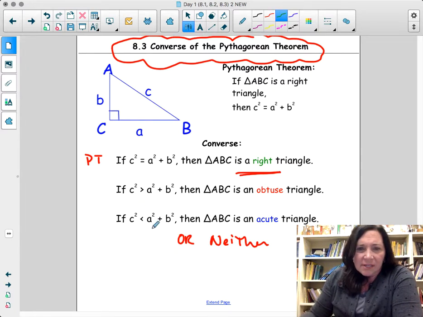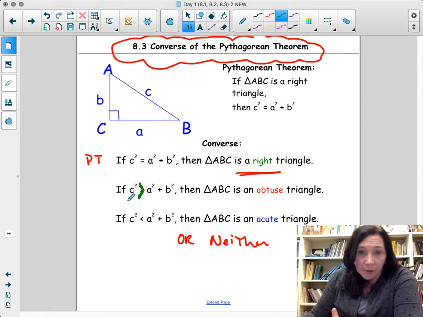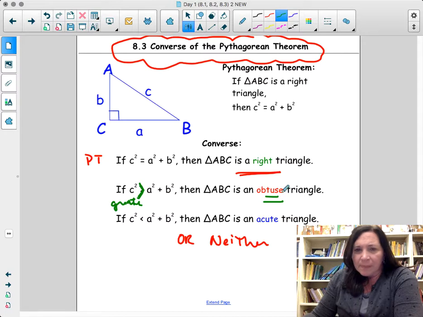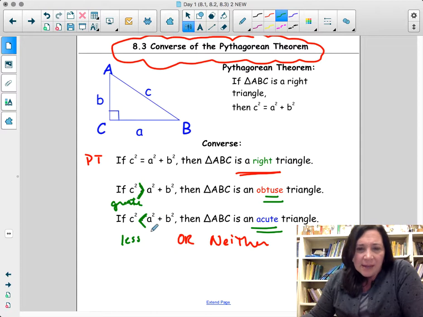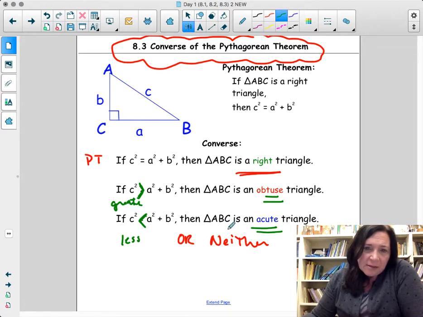But if c squared, see this greater than? If c squared is greater, what does greater mean? Greater means obtuse. So if c squared is greater than a squared plus b squared, then it's an obtuse triangle. And if c squared is less than, that means acute. So if c squared is less than the sum of the squares of the 2 legs, or the other sides, this c is going to be my biggest side. It's always going to be my biggest side. Then it's going to be an acute triangle.